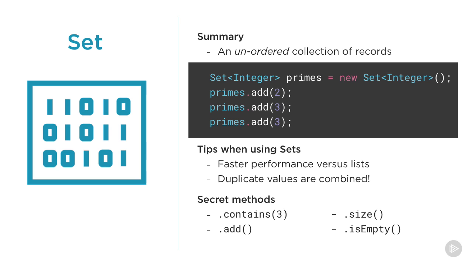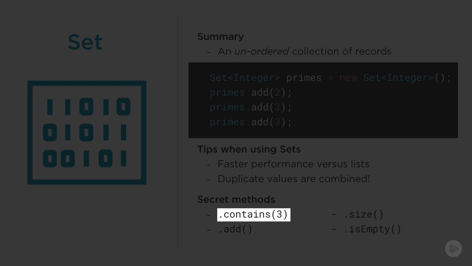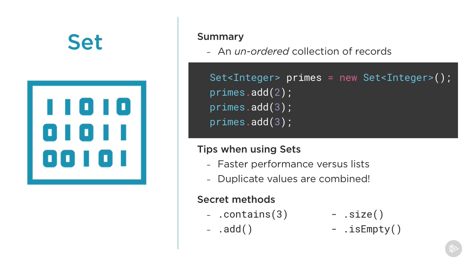Another bonus of the extra efficiency sets have is they have access to a secret method called contains. Contains automatically searches your set for a specific value and tells you if it's there or not. Lists do not do this out of the box for you, but sets do. Otherwise, sets and lists share a lot of the same methods such as add, size, and isEmpty. Note, however, that sets don't have a get or sort method. Since positions don't exist in sets, it doesn't make sense to have those methods.